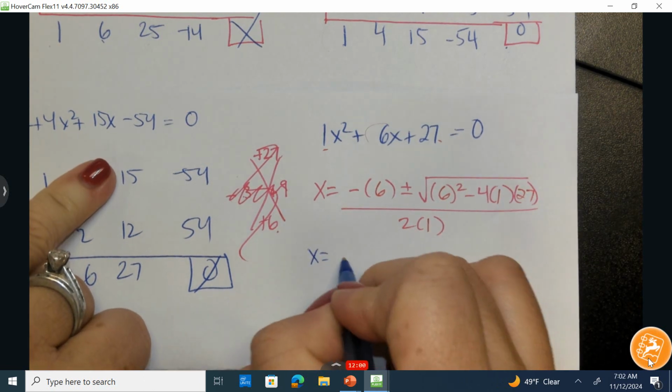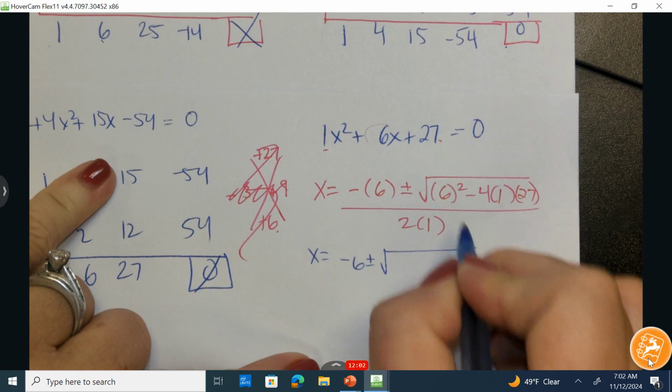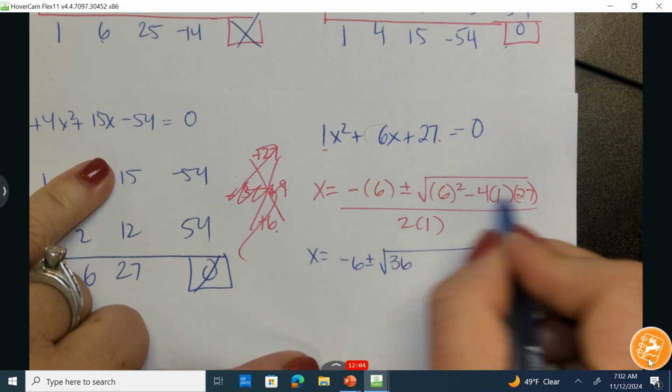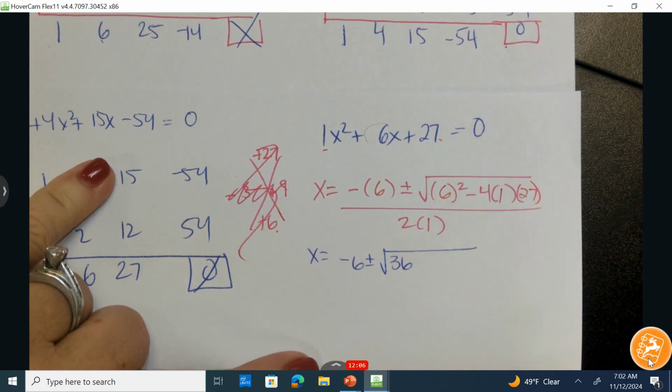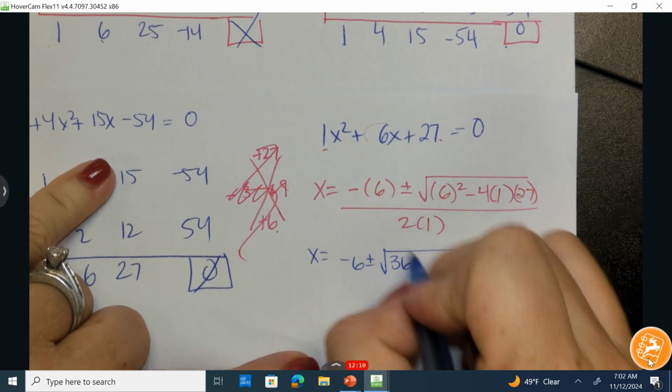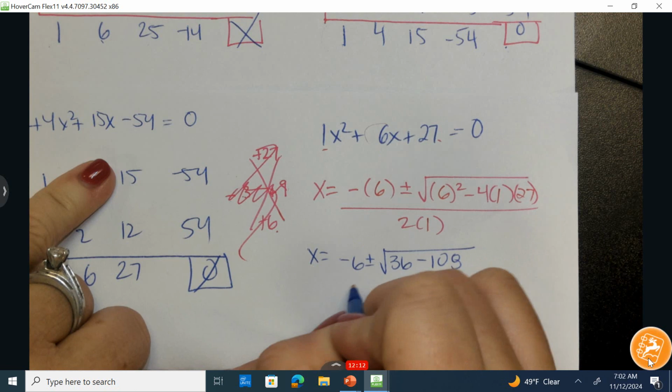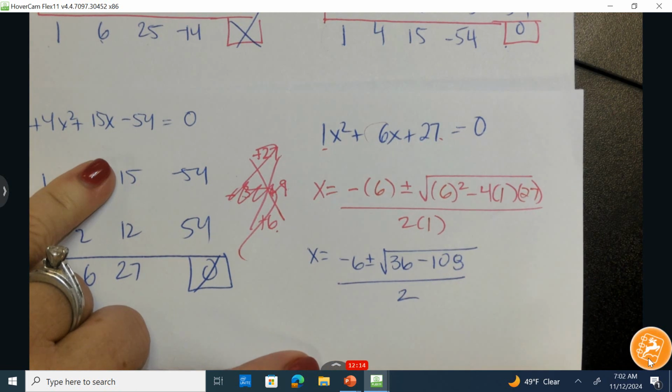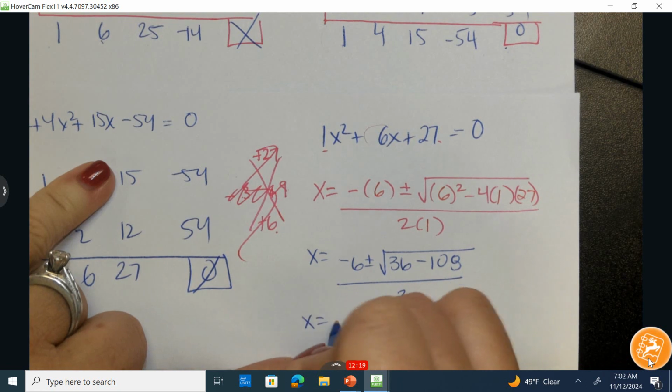X equals -6 plus or minus, all right, 36, 4 times 27, well that'd be I think 108, but let's check. 4 times 27 is 108, so minus 108 all over 2. 36 subtract 108 is -72.